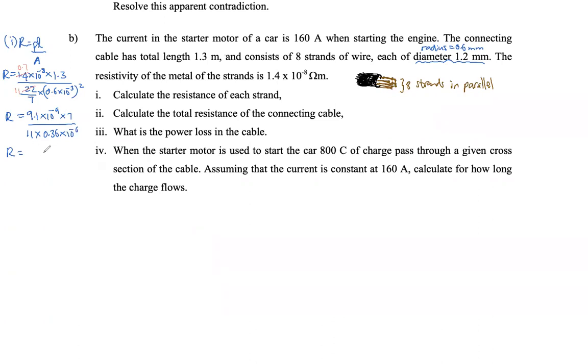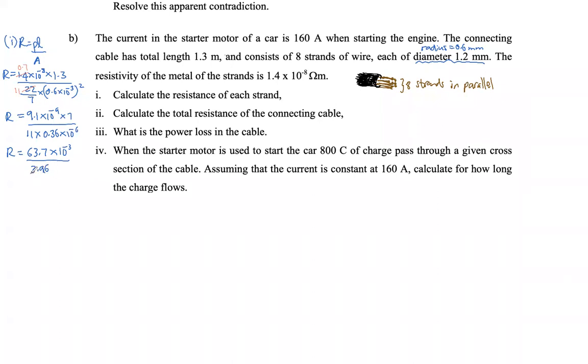So R is equal to 9.1 into 7, which is 63.7, into 10 to the power minus 3. How did 10 to the power minus 3 come? 10 to the power minus 9 divided by 10 to the power minus 6 is 10 to the power minus 3. Divided by 11 into 0.36, that is going to be 3.96. Anyone who got the answer?